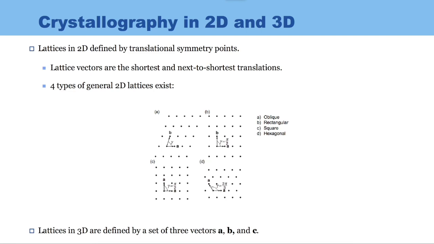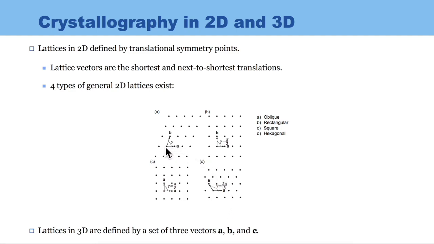Crystals are defined by their lattice vectors, which are different in 2 dimensions and 3 dimensions. In 2 dimensions, lattice vectors are the shortest and next to shortest translations from a given point. These lattice vectors are called A and B. 4 types of general 2D lattices exist: oblique, rectangular, square, and hexagonal.